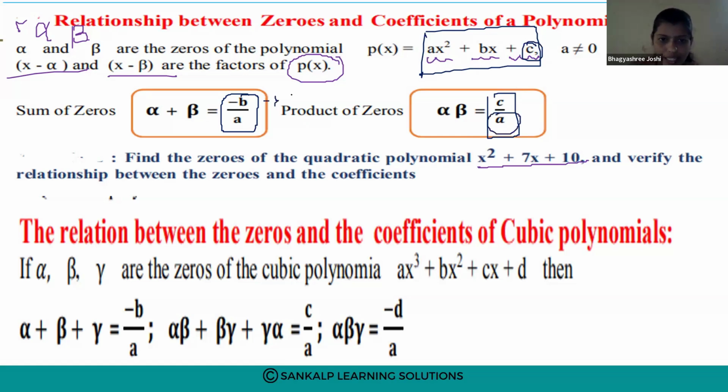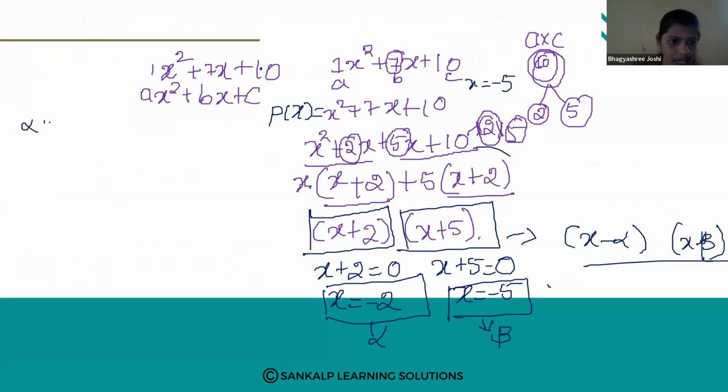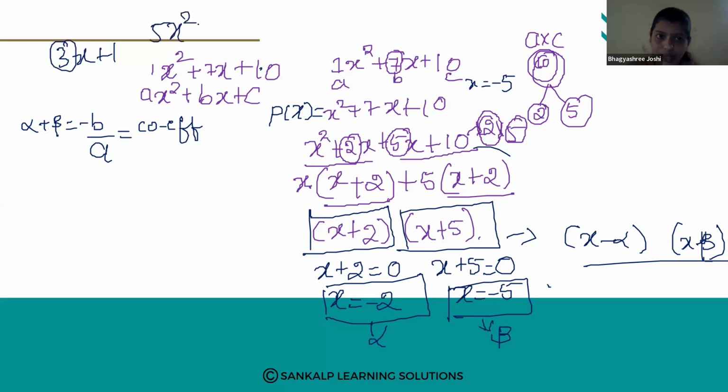Therefore I will write it as alpha plus beta is equal to minus b by a. What do you mean by coefficient? That you know. So if I write 3x plus 1, what is the coefficient of x? It is 3. If I write 5x square minus 7x plus 9, what is the coefficient of x square? It is 5. And the coefficient of x is minus 7.